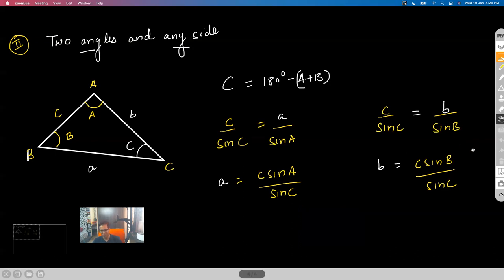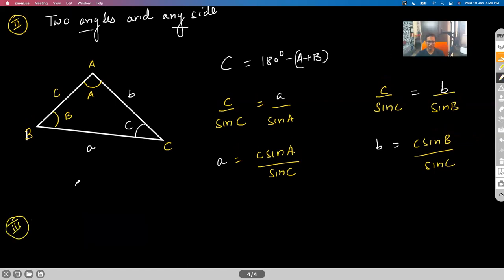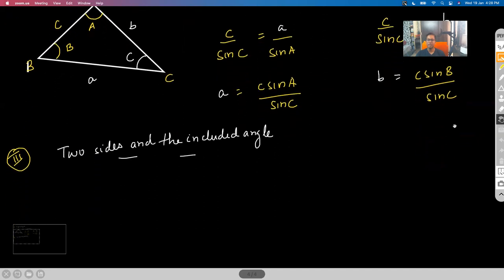Now coming to the third case. Any doubt related to the second case? These all cases are very easy. The trickier ones are going to come a little while down the line. So now we are, let's say, given two sides and an included angle. And the included angle, I should say, because there will be only one included angle between two sides. So let's say the question setter has given you two sides of a triangle and the included angle.